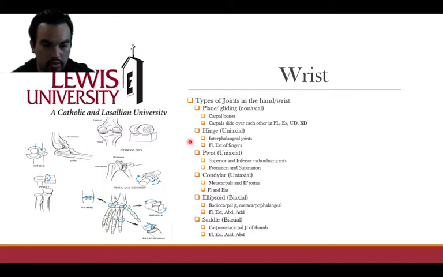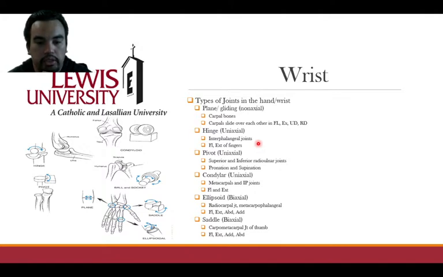The carpal bones are the small bones in the wrist, and they just kind of glide over each other when we go into flexion and extension, or ulnar or radial deviation. We also have hinge joints, which are uniaxial, and those are the interphalangeal joints, so between our fingers, right here. They produce flexion and extension.